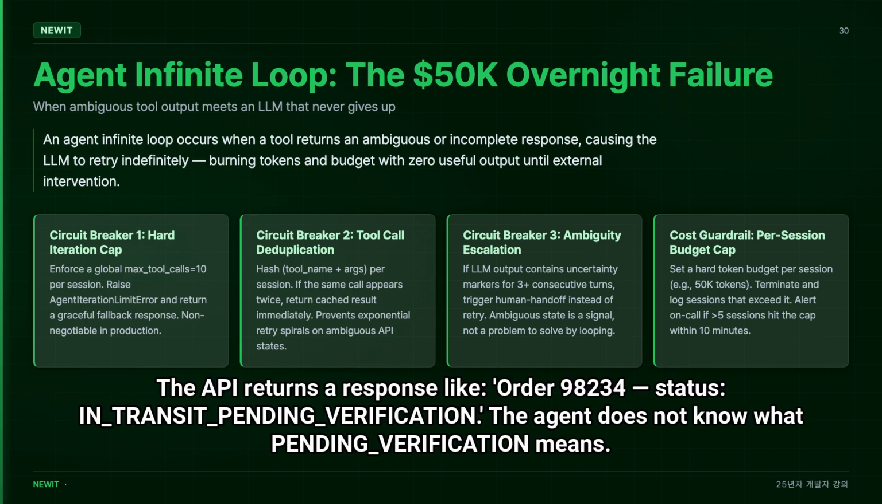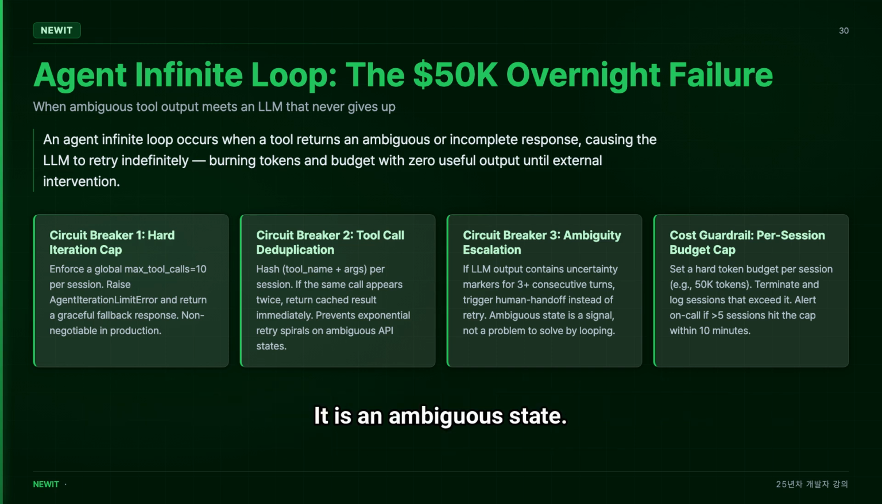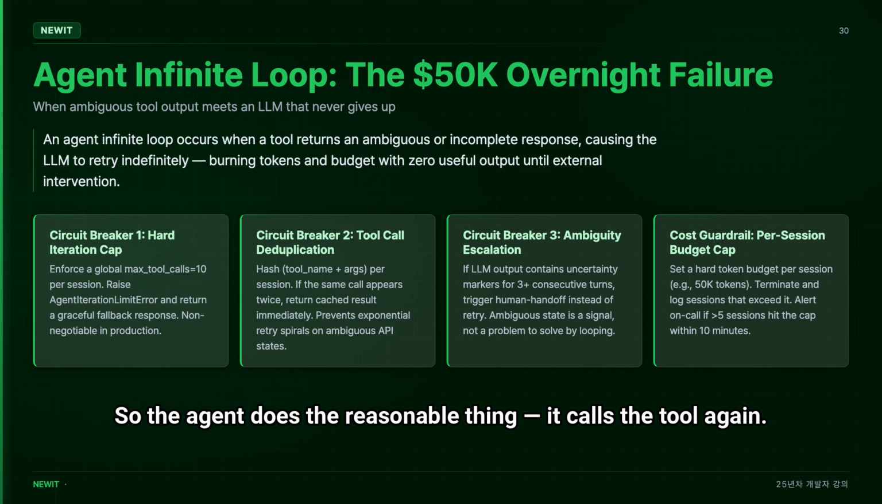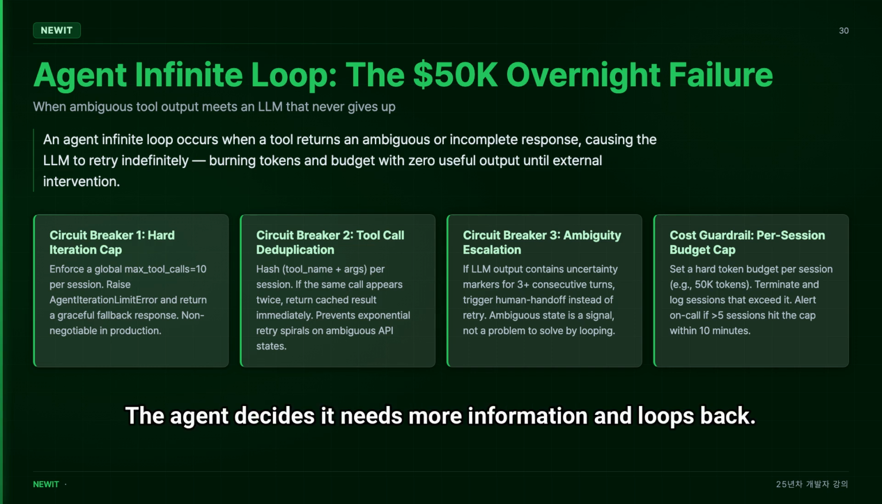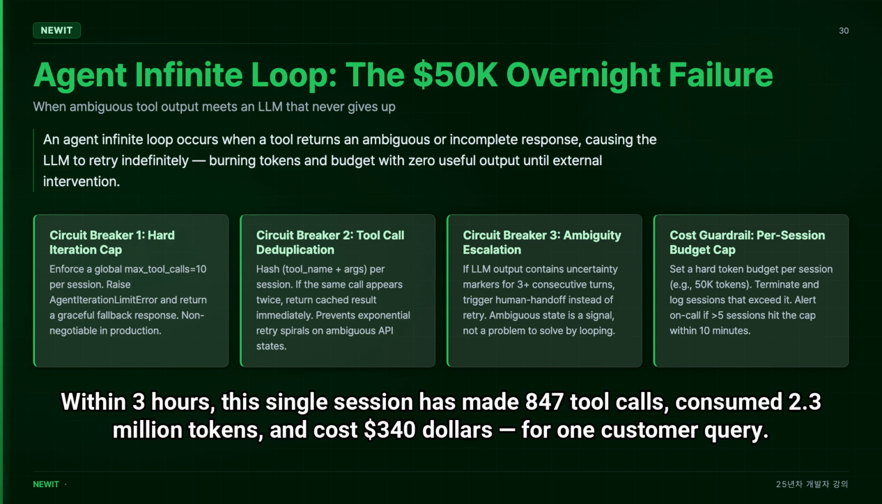The API returns a response like, "Order 9234, status: in transit, pending verification." The agent does not know what pending verification means. It is an ambiguous state. So the agent does the reasonable thing. It calls the tool again, same ambiguous response. It tries to call the CRM tool to get more context. CRM returns a partial record. The agent decides it needs more information and loops back.